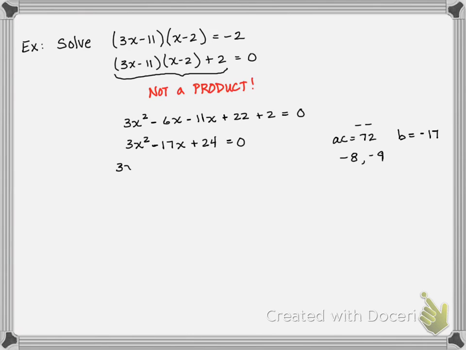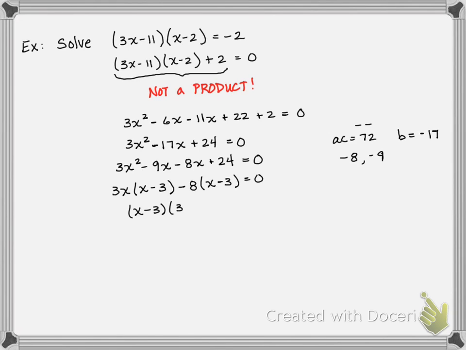So we've got 3x squared minus 9x minus 8x plus 24 equals 0. Factor a 3x out of our first group, and get x minus 3, and factor negative 8 out of our second group and get x minus 3. And so x minus 3 times 3x minus 8 equals 0.